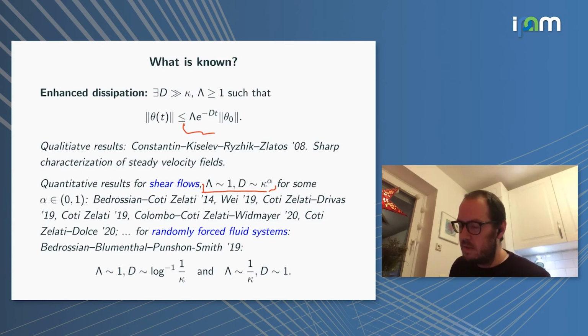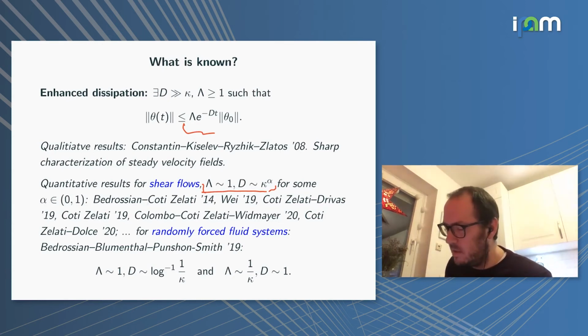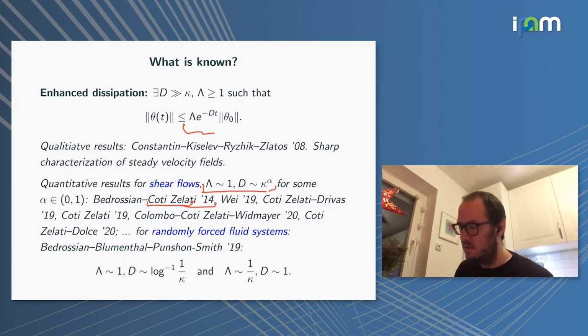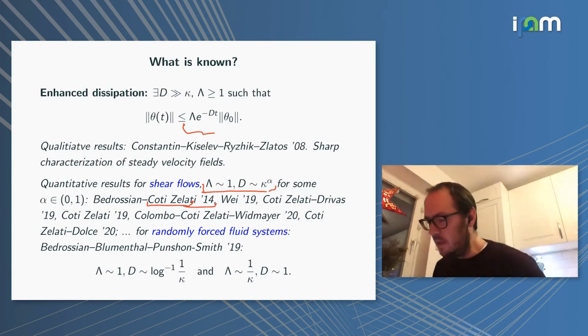There, I guess the name which has to be mentioned is Michele Coti Zelati, and then there are many works with Bedrossian, Drivas, Colombo, Wittmeier, Dolce. And there's also a paper by Wei who considers shear flows.